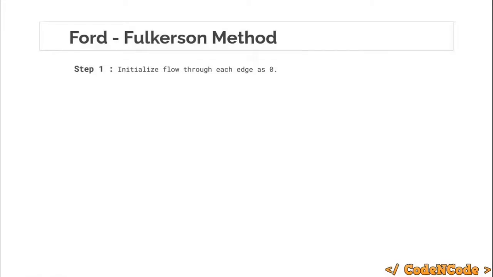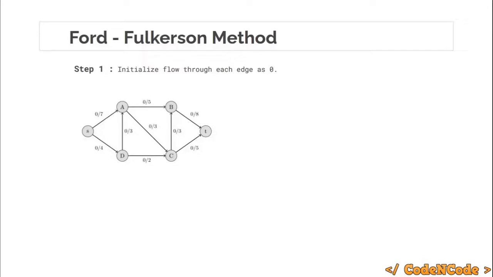Now the first step is very easy. Just initialize the flow of each edge to be 0, and that we have done here. For each edge we have initialized its flow to be 0, and the respective capacity has been shown here by the denominators. Now the second step is to find the augmenting path from S to T. Now the question arises, what is an augmenting path?